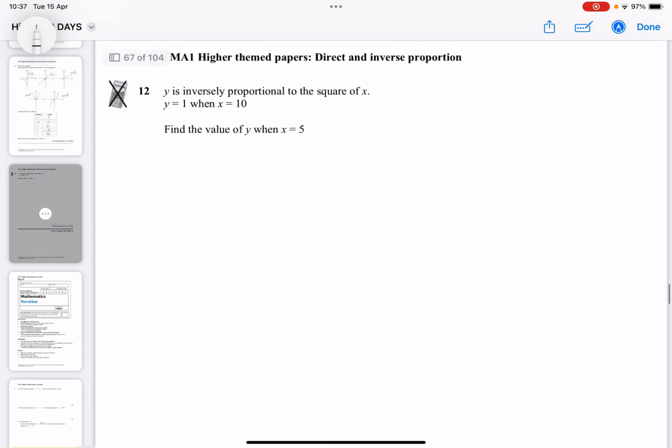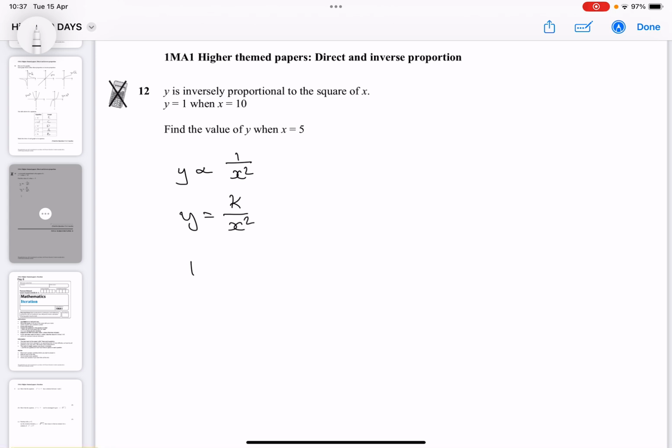Y is inversely proportional to the square of x. Y equals 1 when x equals 10. Find the value of y when x equals 5. Non-calculator. So y equals k over x squared. It's k over because it's inverse. Y equals k over x squared.